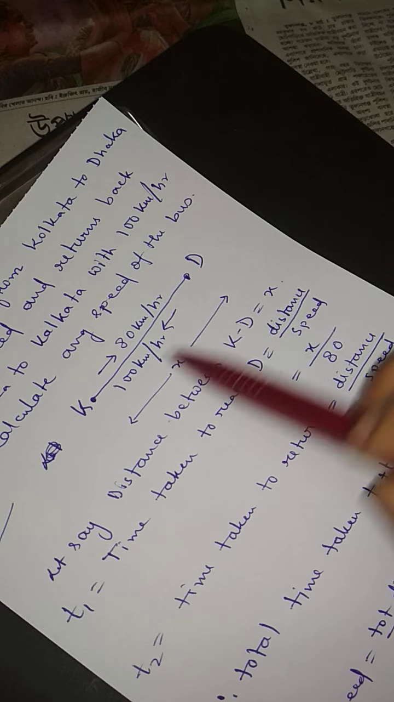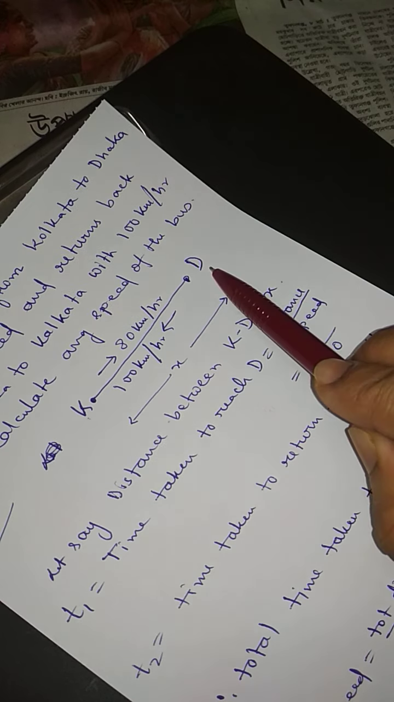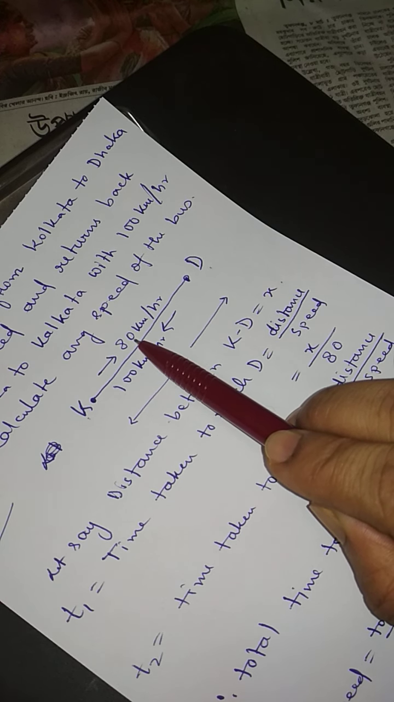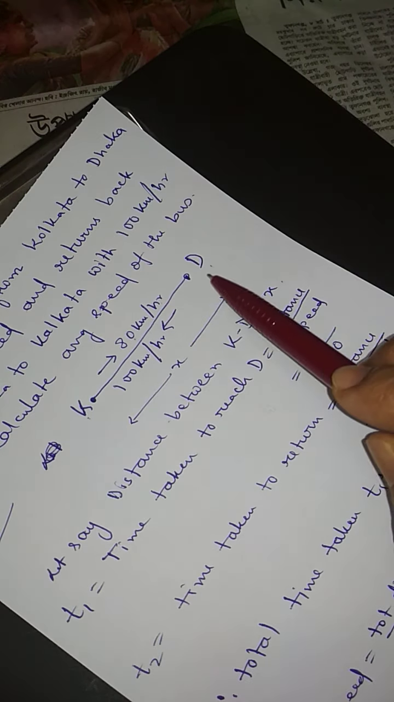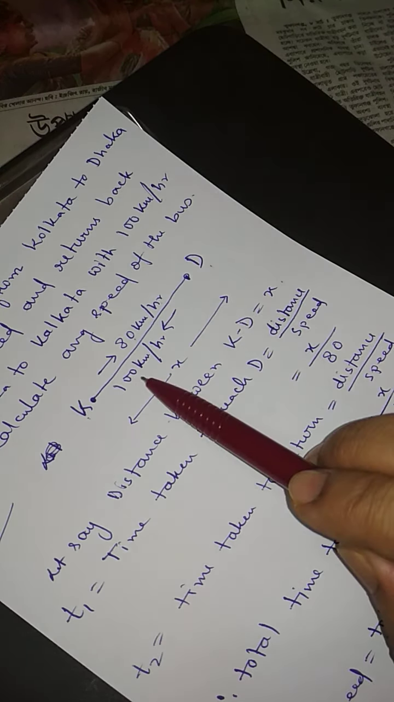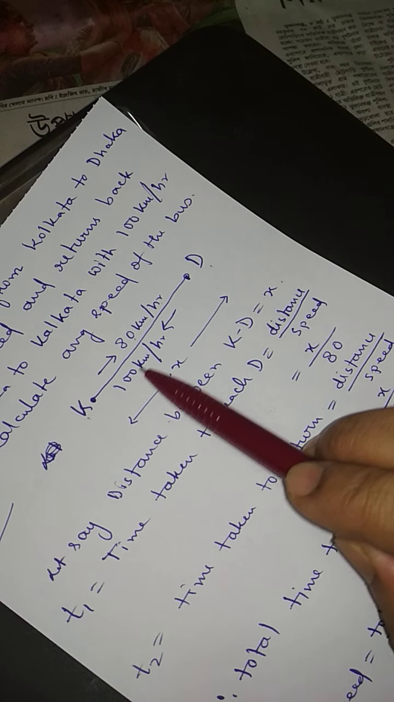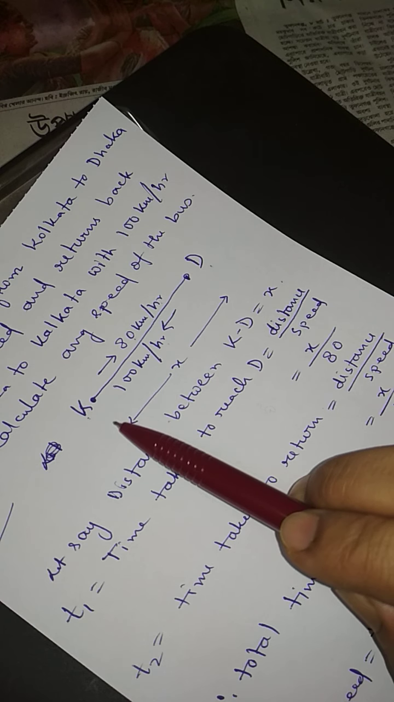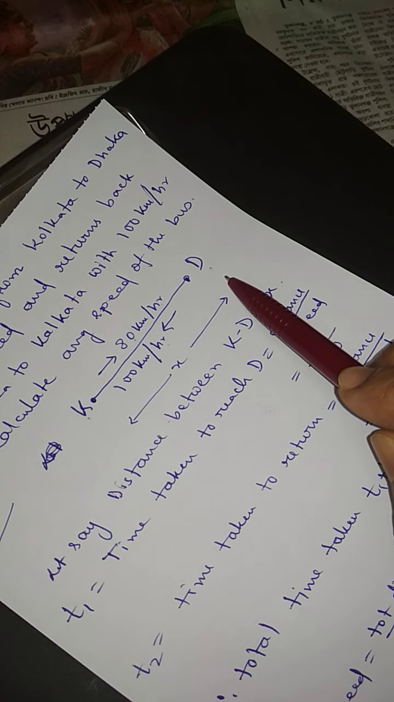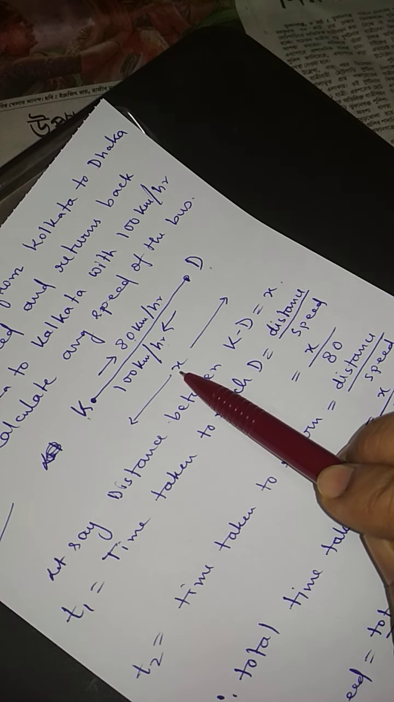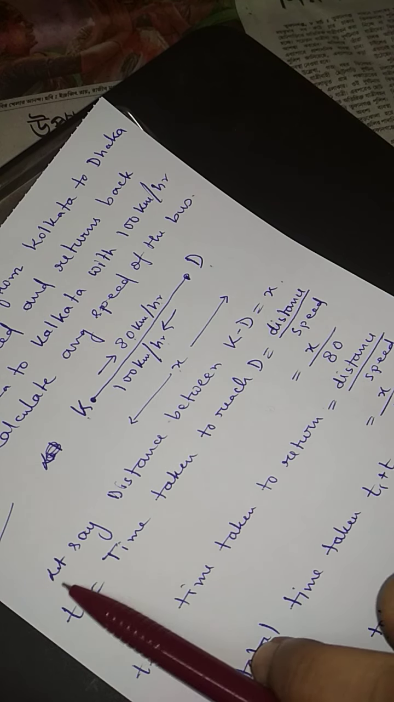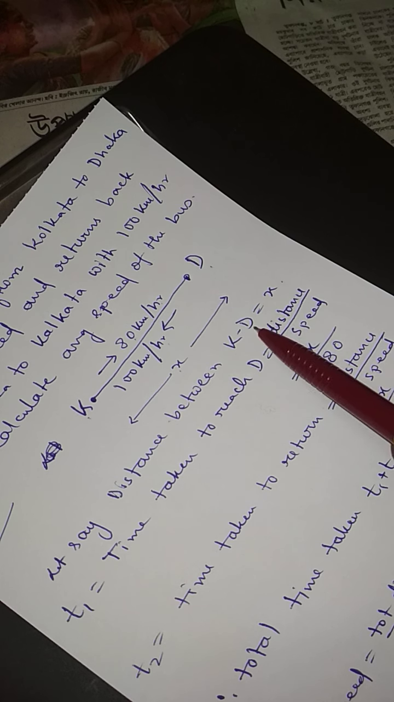Let us again draw the situation. Kolkata to Dhaka. While it was going to Dhaka, it had 80 km per hour speed. While it was returning from Dhaka to Kolkata, its average speed was 100 km per hour. And let us consider the distance between Kolkata and Dhaka is x. This is the distance in kilometers.